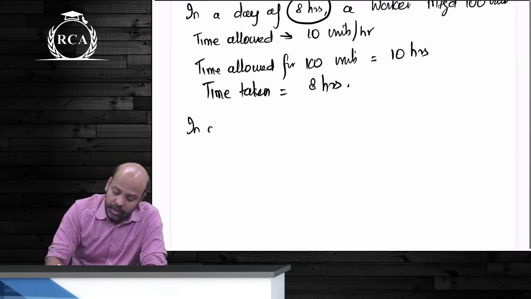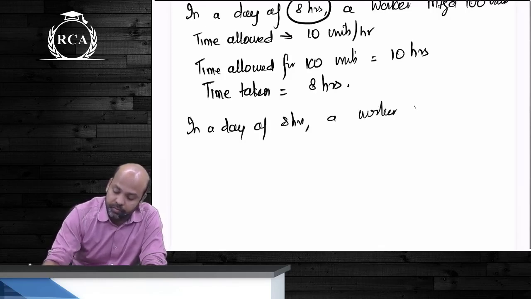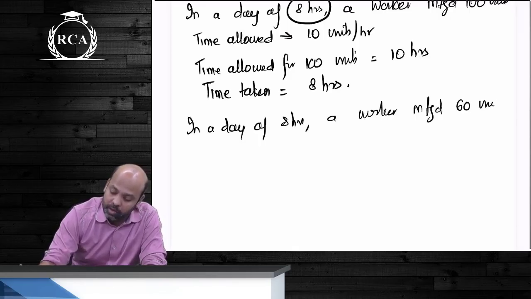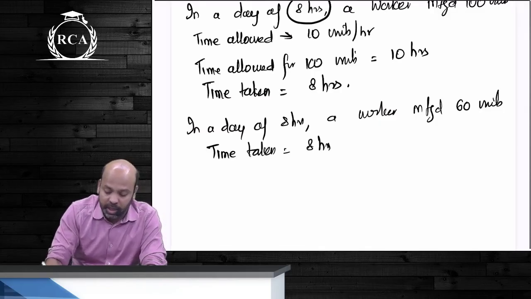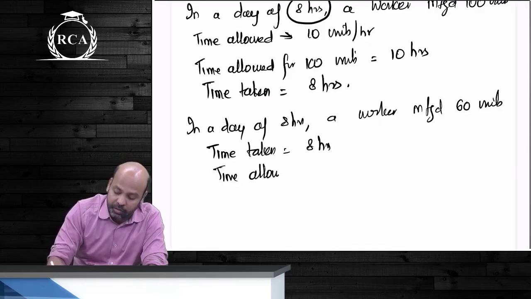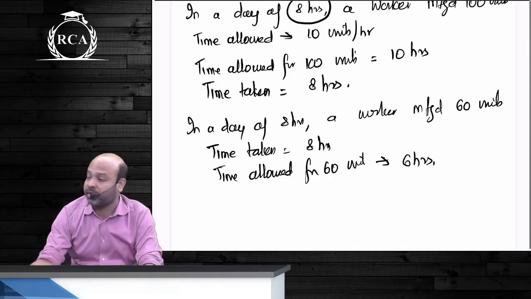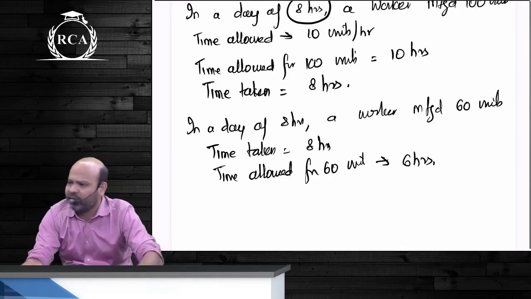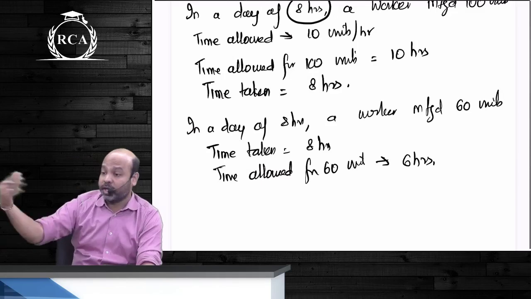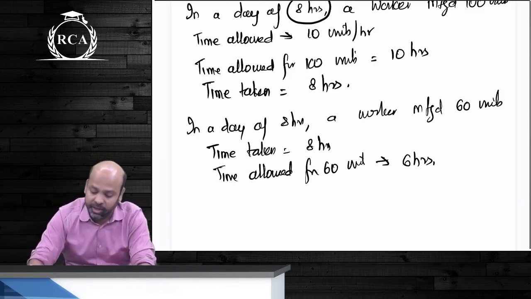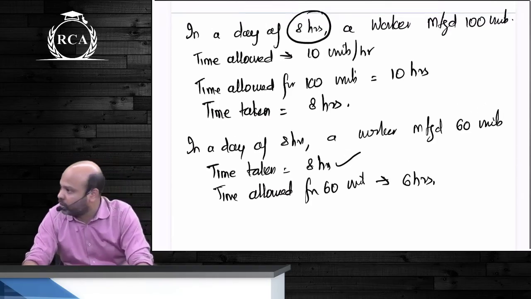So again, if I tell you in a day of 8 hours, worker manufactured 60 units. क्या लिखोगे बेटा यहाँ पे? Now what will be the time taken? Time taken will be 8 hours. Time allowed for 60 units would be 6 hours. In 8 hours of work, the worker has manufactured an output worth 6 hours. He will not get any bonus. Negative bonus nahi rehta. If the worker is taking more time than what is supposed to be taken, he will be given wages beta for those 8 hours of work. There will not be any concept of negative bonus. Are we clear about this?